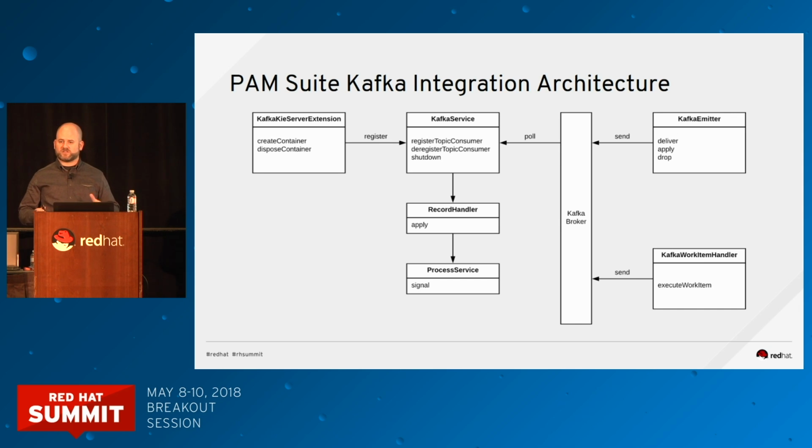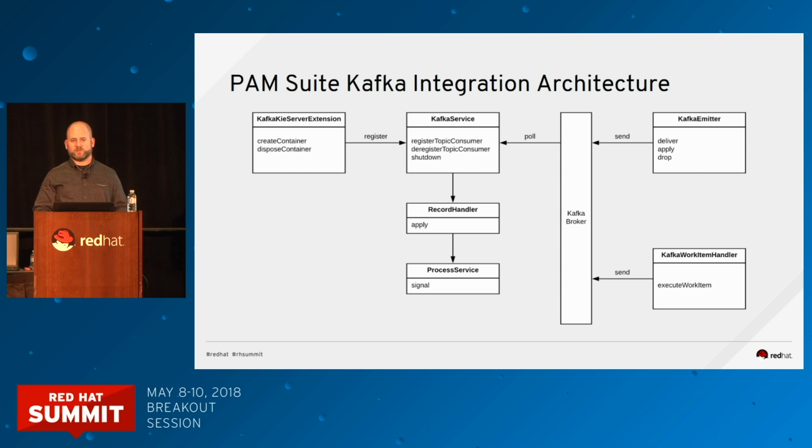So this is a high-level logical architecture for what that breaks down into. The extension itself is responsible for handling create and dispose events for your containers. The unit of deployment in Process Automation Manager is the kjar. It contains your process definitions, domain logic, whatever is necessary for the execution of the process itself. And we'll see an example process in just a few minutes here. When that kjar is created and inserted into the runtime, we want to have our system register the topics that process is interested in. Using some metadata defined in there, we're able to assign the list of topics that we're going to listen on.